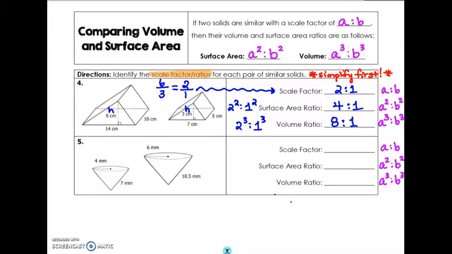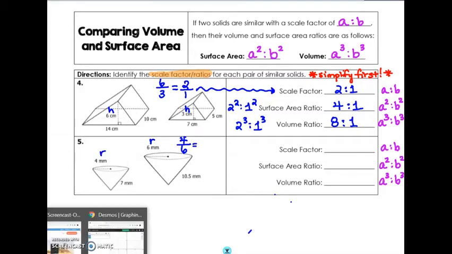For number 5, we have 2 similar cones. Again, want to look at one of those linear measurements. I'll look at the radius here and the radius for my larger cone to the right. So my ratio is 4 to 6. I'm going to simplify that. Again, if you're ever confused, go to Desmos.